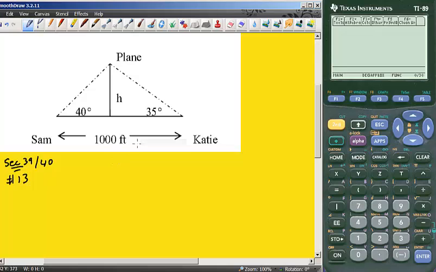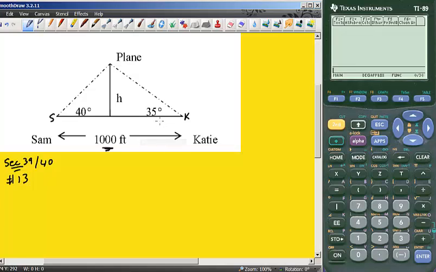An aircraft flies between Sam and Kate. So Sam's over here and Kate is over there. Sam and Kate are 1,000 feet apart, and they show that in the diagram. When Sam spots the plane, the angle is 40 degrees. They give us that elevation. At the same moment, Kate looks up, and the angle for her is 35 degrees.